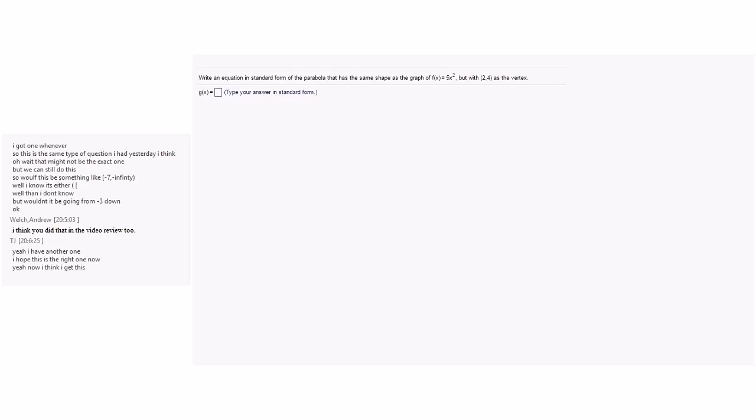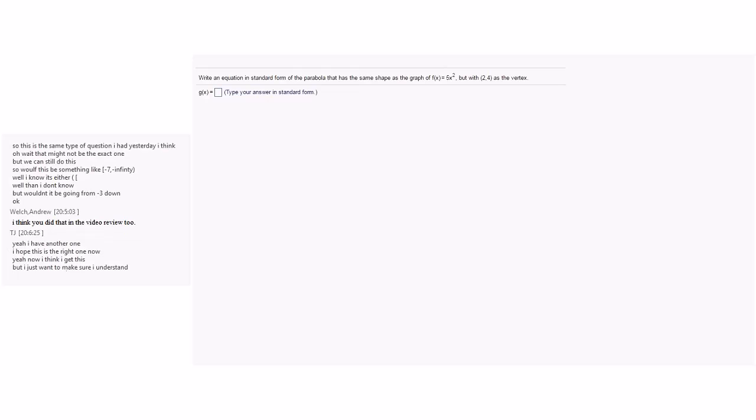So we have the next one. Thanks, TJ. This looks great. Write an equation in standard form of the parabola that has the same shape as the graph, f(x) = 5x squared, but with (2, 4) as the vertex.